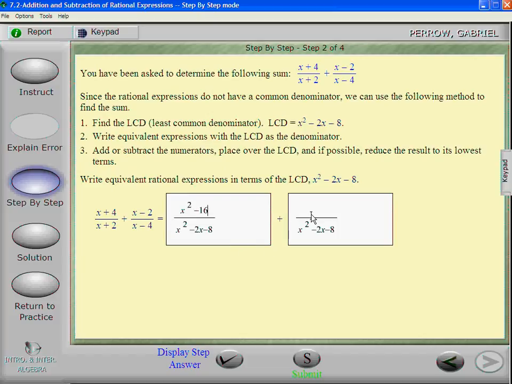Okay, on the right-hand side, this fraction is becoming this right box here. So x minus 2 over x minus 4, if I multiply the top and the bottom by x plus 2, because that's what this bottom needed to get the lowest common denominator, the x plus 2 multiplied with the x minus 2 FOILed out, the middle stuff would cancel. You'd end up with x squared minus 4. Click submit.